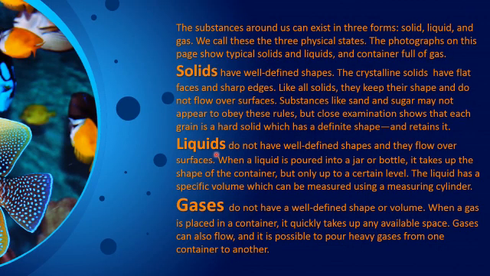Next we have liquids. Liquids do not have well-defined shape and they flow over surfaces. When a liquid is poured into a jar or bottle, it takes up the shape of the container, but only up to a certain level. The liquid has a specific volume which can be measured using a measuring cylinder. Then gases. Gases do not have well-defined shape or volume. When a gas is placed in a container, it quickly takes up the available space. Gases can also flow, and it's possible to pour heavy gases from one container to another.